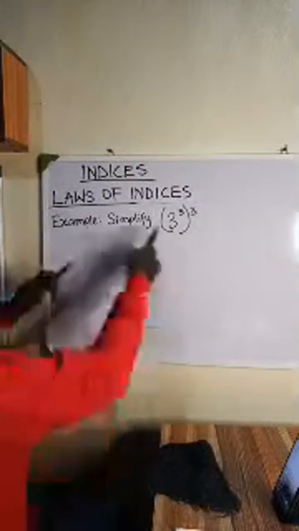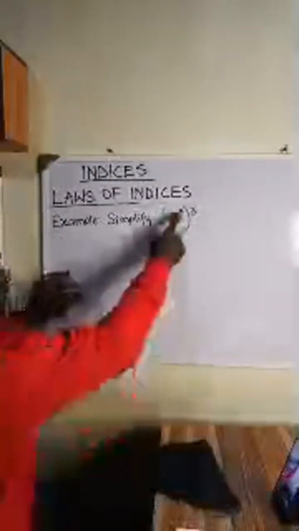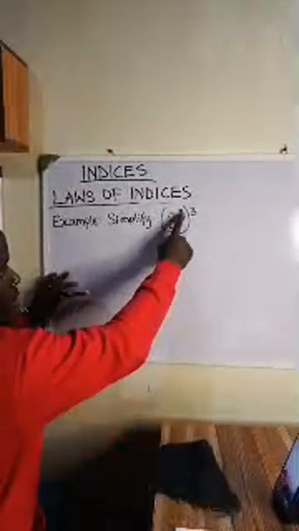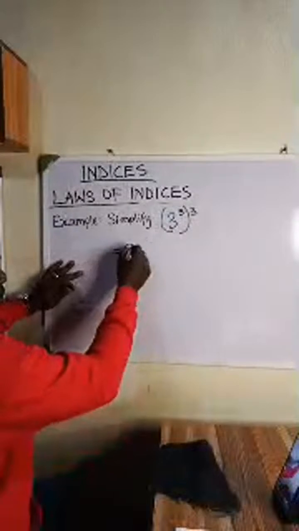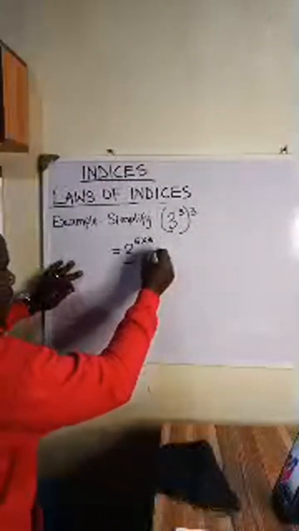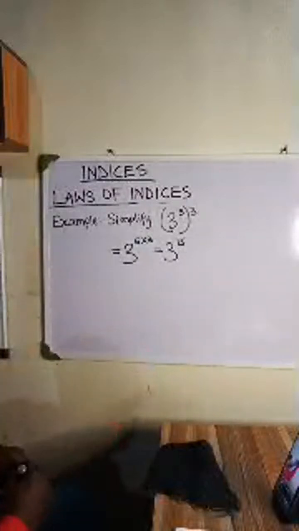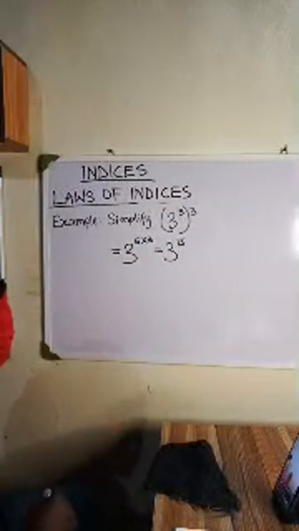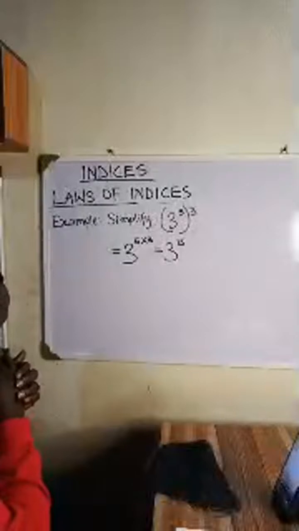So here, using this product law, since one exponent has another exponent, this is simply going to be 3 to the power of 5 times 3. And that will give us 3 to the power of 15. Great job, guys. Thank you so much.